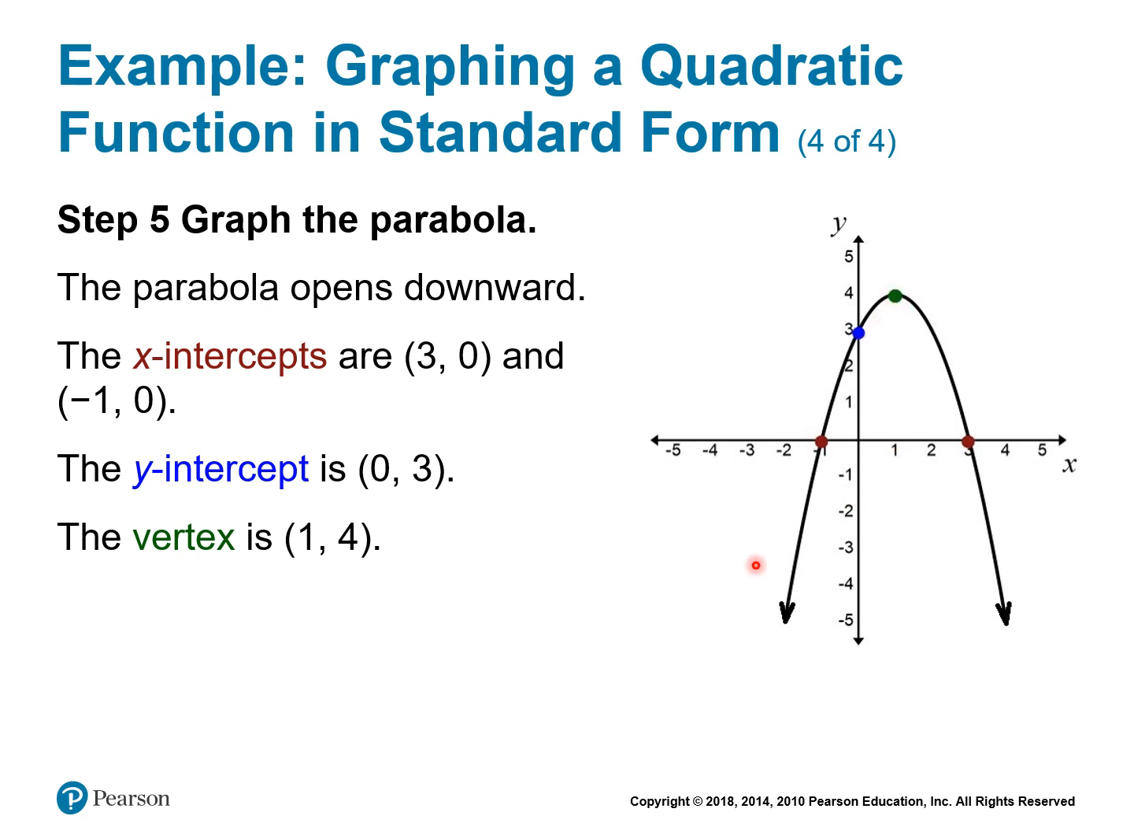Once we plot the points, all we need to do is connect the points with a smooth curve. It has to be a U-shaped graph, not a V-shaped graph, because V-shaped graphs are for absolute value functions. This is quadratic. It has to be U-shaped and it has to be a smooth curve. And then once we connect these points, we just extend the graph to either end.